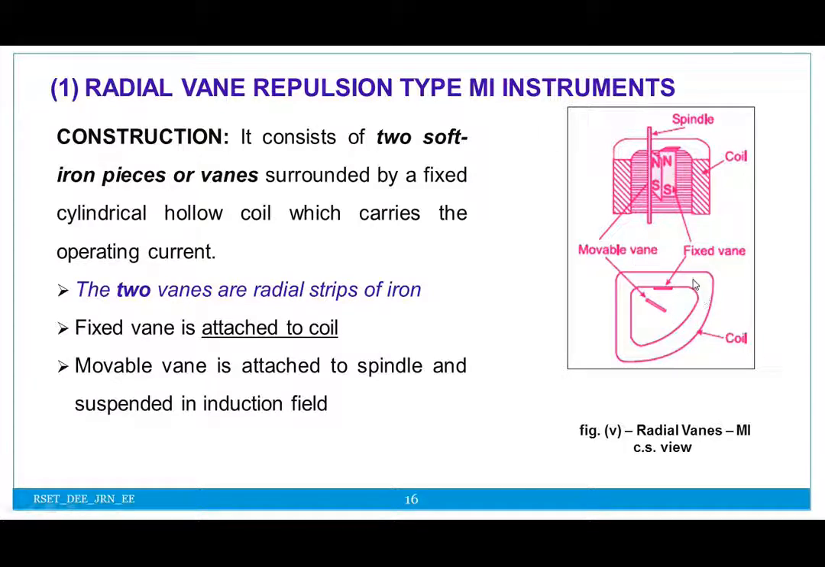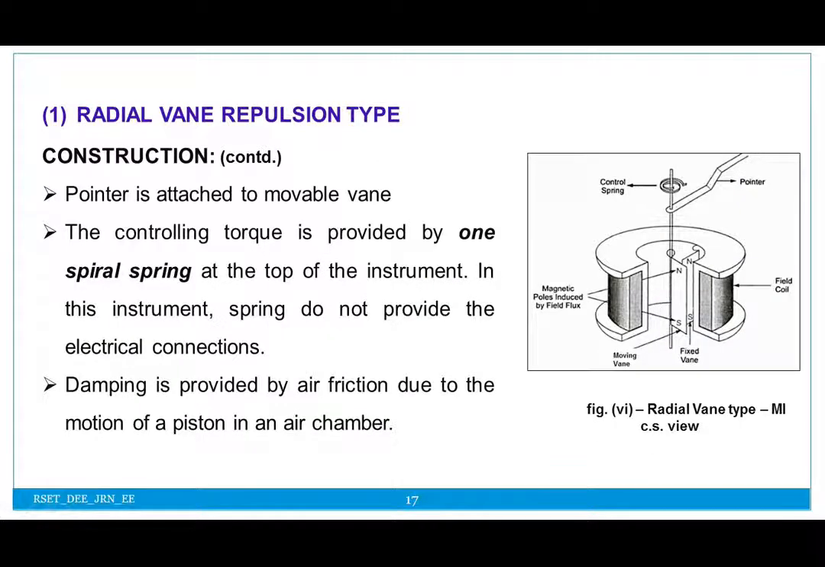Now this is the top view. This is the coil, fixed vane and movable vane. Now the pointer is attached to the movable vane. The controlling torque is provided by one spring fixed at the top of the instrument. You can see the figure over here. Only one spring is there which is attached to the moving system. The spring does not provide the electrical connection like in PMMC. Damping is provided by air friction due to the motion of the piston in an air chamber. You had seen the previous diagram in the case of the attraction type.